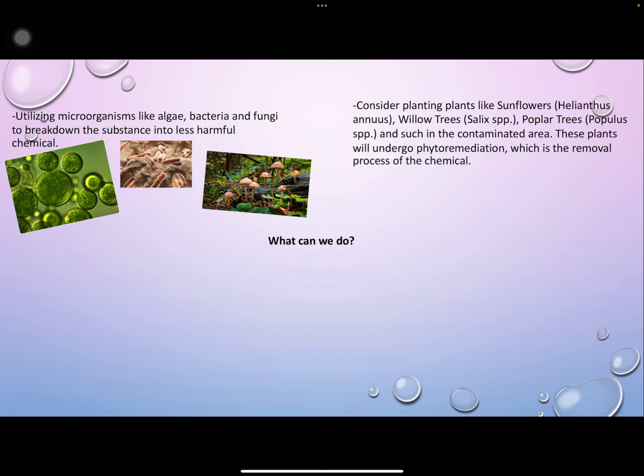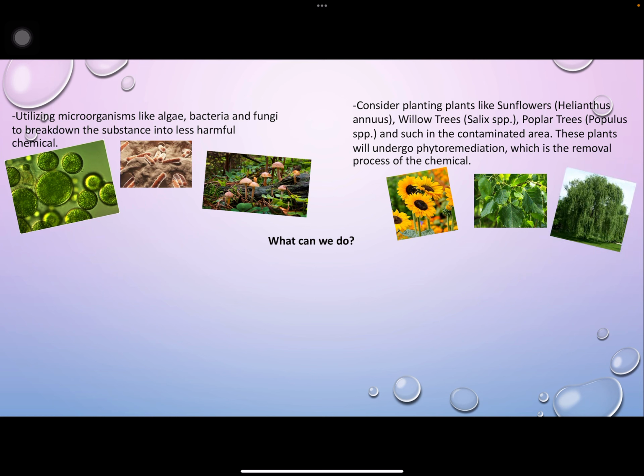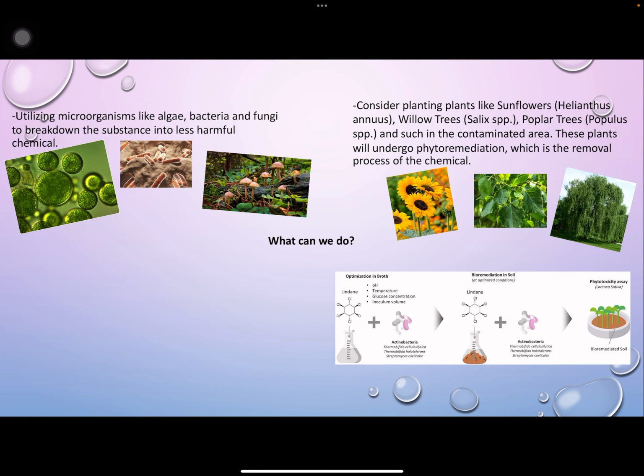They plant these plants in the contaminated area. These plants will undergo the process called phytoremediation, which is the removal process of the chemicals. So in the following figure, it shows that bacteria can undergo bioremediation in soils. And then the soil will be used in phytoremediation to make sure that there is no chemical left in the media.